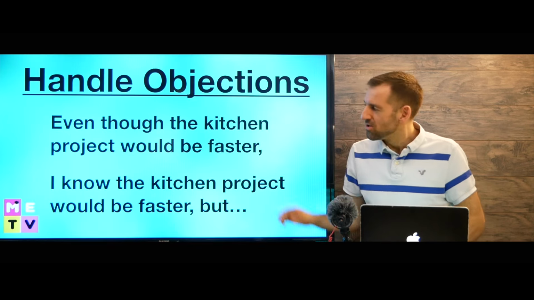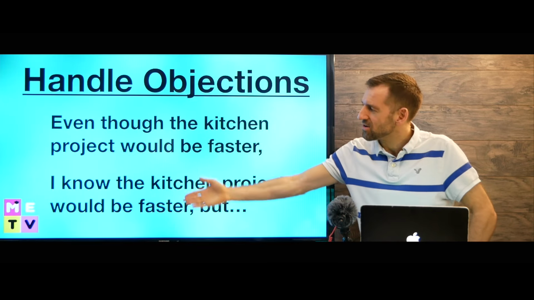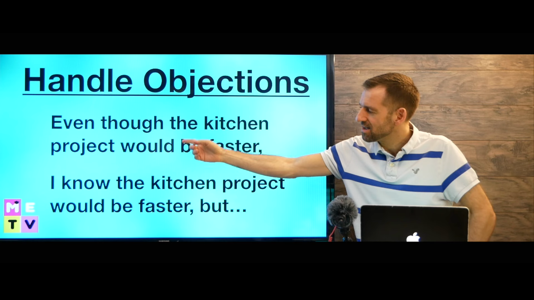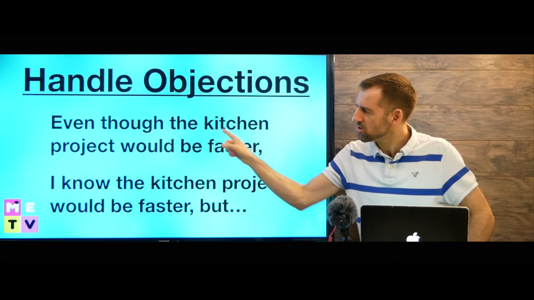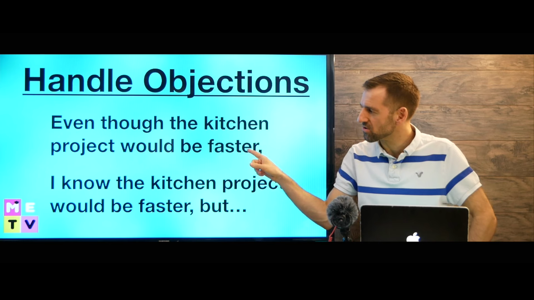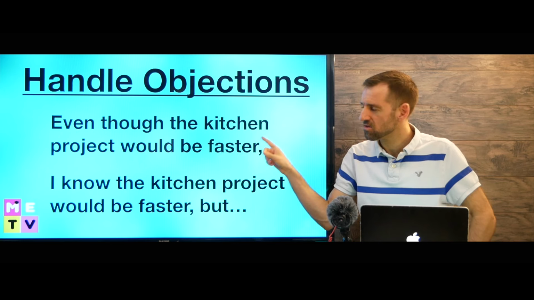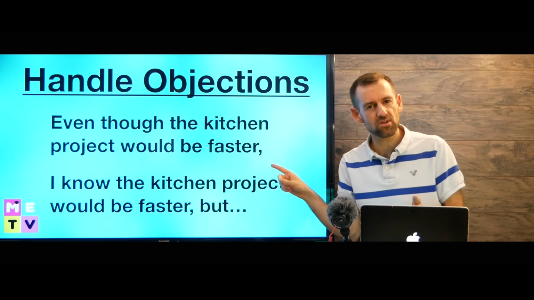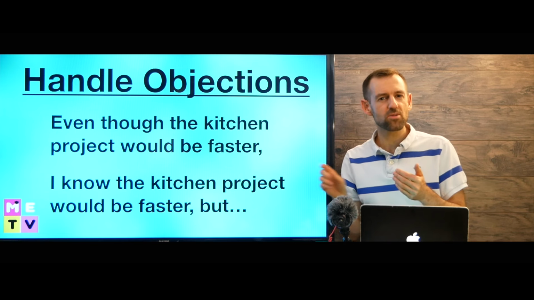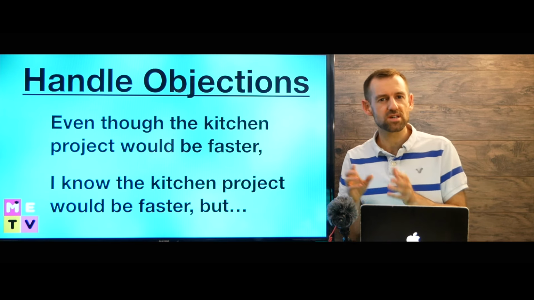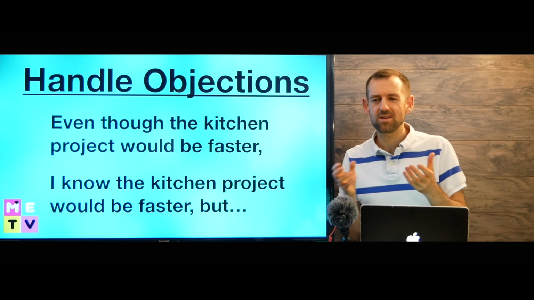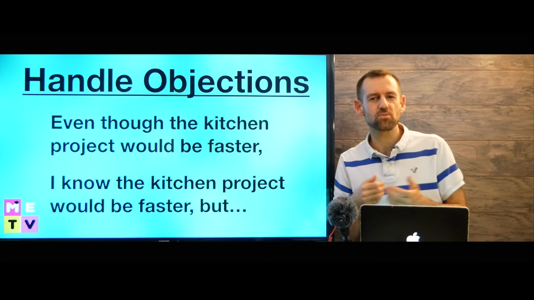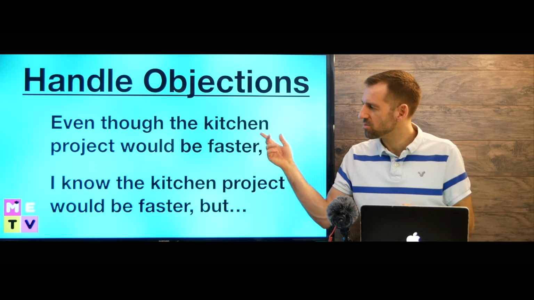Okay, so here's how you handle objections. You could say, I would recommend one of two options, okay? Even though the kitchen project would be faster, I don't think we're really concerned about time this summer. This summer we have lots of time. So, the length of the project doesn't really matter to us. Okay, that would be one way.